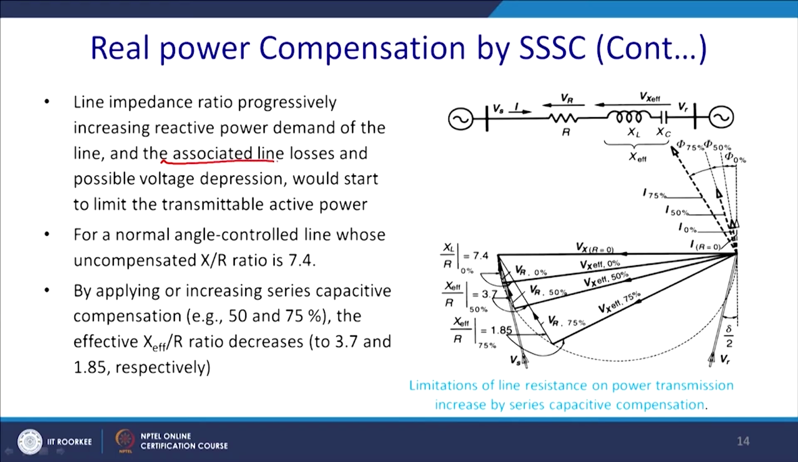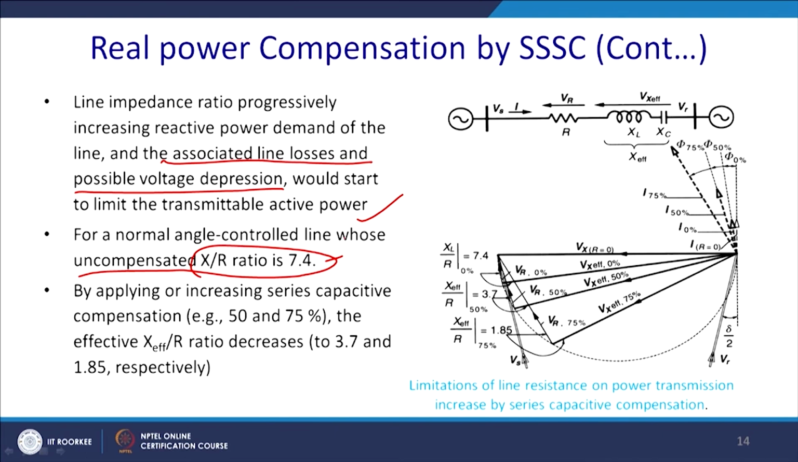So, this ratio X by R gets decreased, but in this case it is possible to maintain the X by R ratio. So, then what happens? The decreasing line impedance ratio progressively increases the reactive power demand of the line and the associated line losses, and the possible voltage depression would start to limit the transmittable reactive power. So, voltage sag and others. For the normal range of control, the line whose uncompensated X by R ratio is chosen to be 7.4. That is what I was saying, that in the previous slide this ratio is around 7.